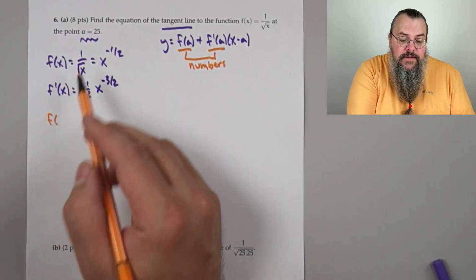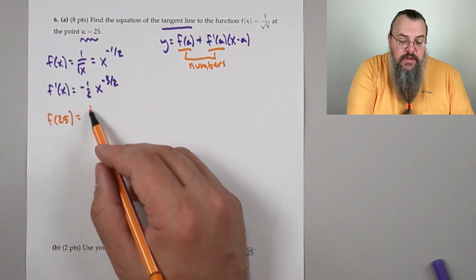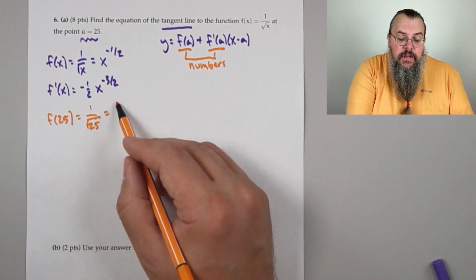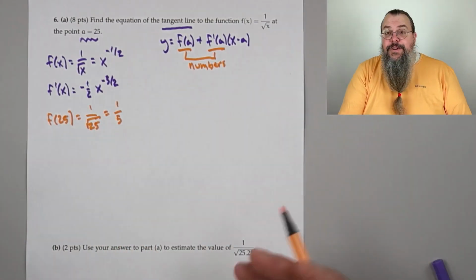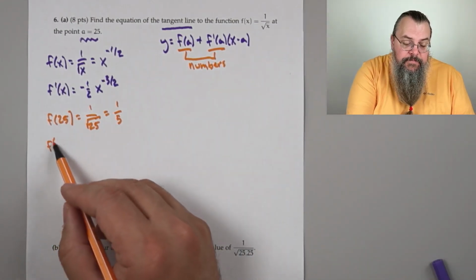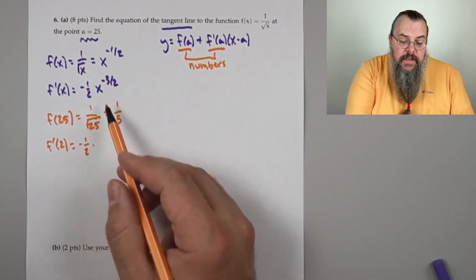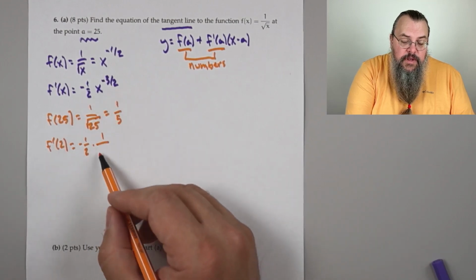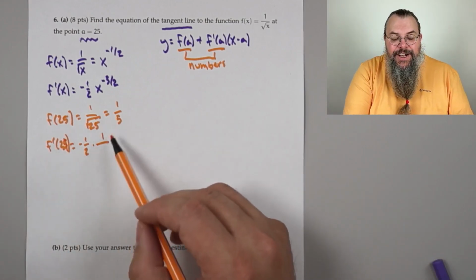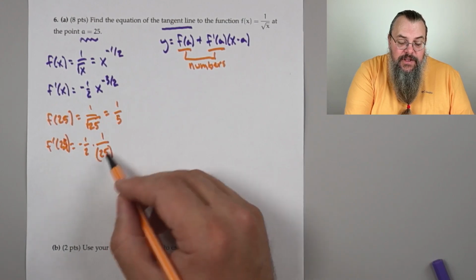All right, so let's do some evaluation. f of 25. Well, we can go back to the algebra: 1 over the square root of 25. That's 1/5, since the square root of 25 is 5. Now f prime of 25. Well, we have a negative 1/2, then 1 over 25 to the 3/2.